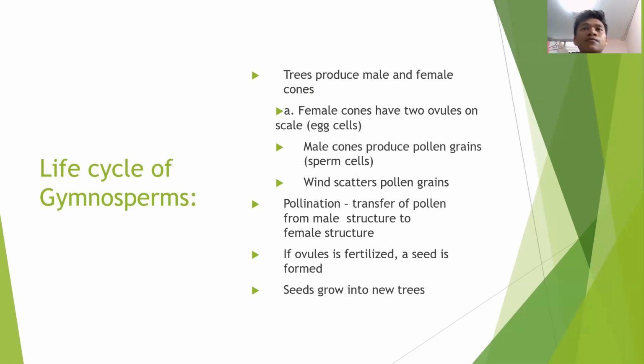Gymnosperm trees produce male and female cones. Female cones have two ovules on each scale, which contain egg cells. Male cones produce pollen grains, which contain sperm cells, and the wind scatters the pollen grains, which makes pollination, meaning the transfer of pollen from the male structure to the female structure. If the ovule is fertilized, a seed is formed. The seed grows into a new tree.